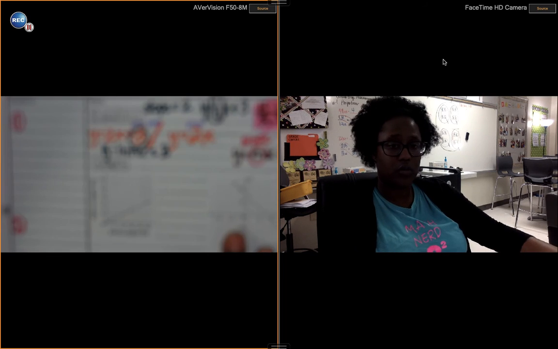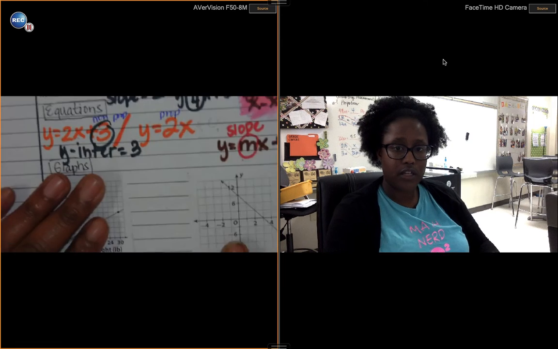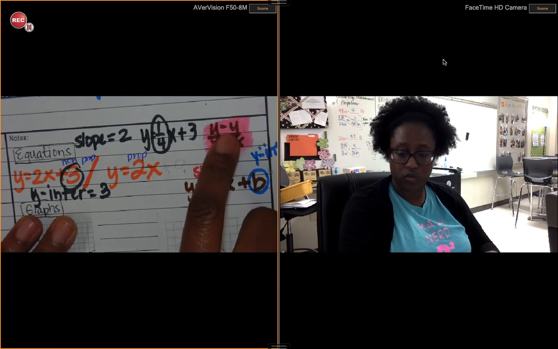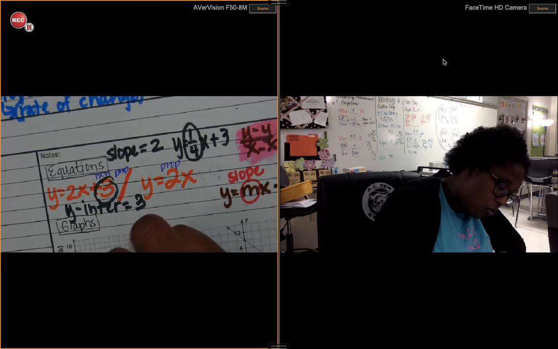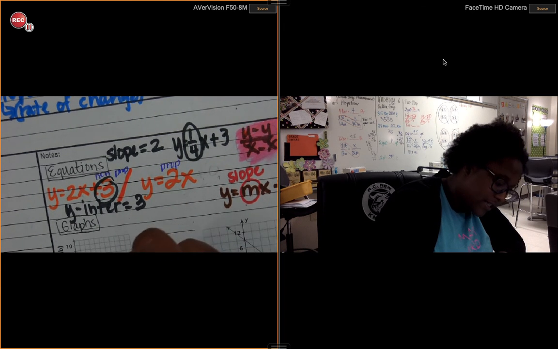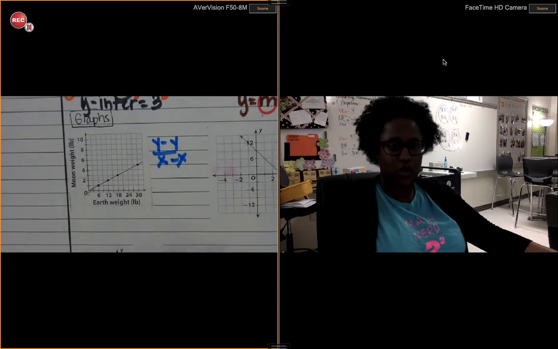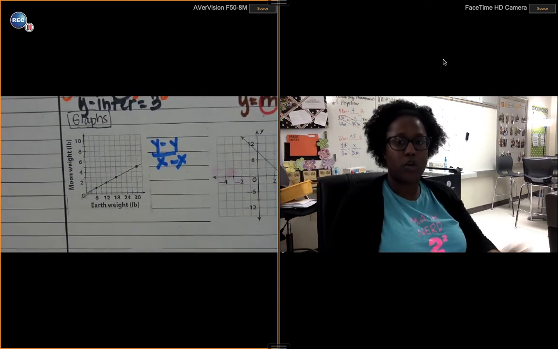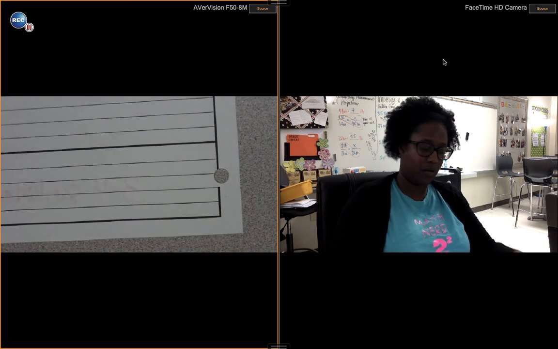Now, graphs are a little bit trickier. Okay, so on this one, you're going to need to know this equation right here. So I have this y minus y and x minus x. Here's what that means. You are basically going to take two coordinate points. And I want to show you how you're going to pick your coordinate points. I'm just going to draw on the back and I'm going to write on the bottom.